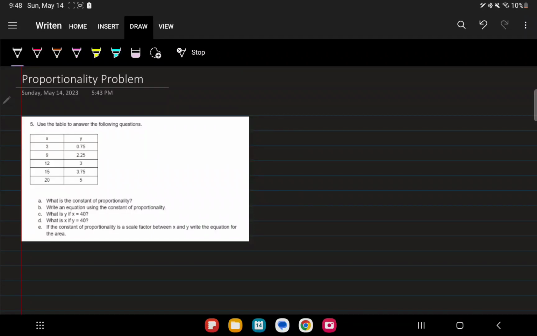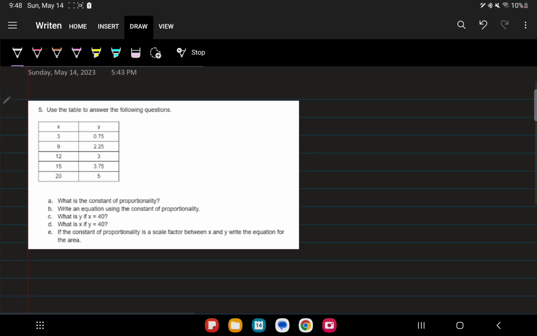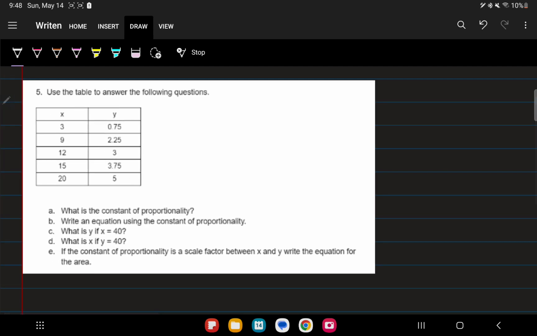Okay, problem 5. Problem 5 is a proportionality problem, like we did at the beginning of the year. So, a little bit of review, but it shouldn't be too hard. So remember, for this one, we have a table. We want to use it to answer these last 5 questions.